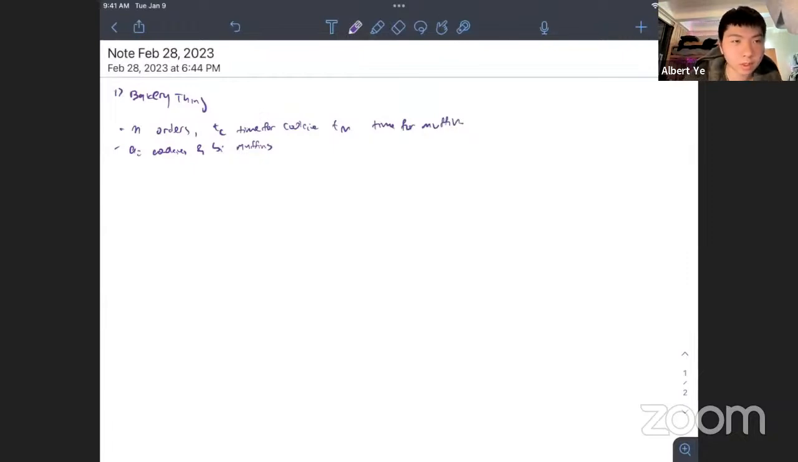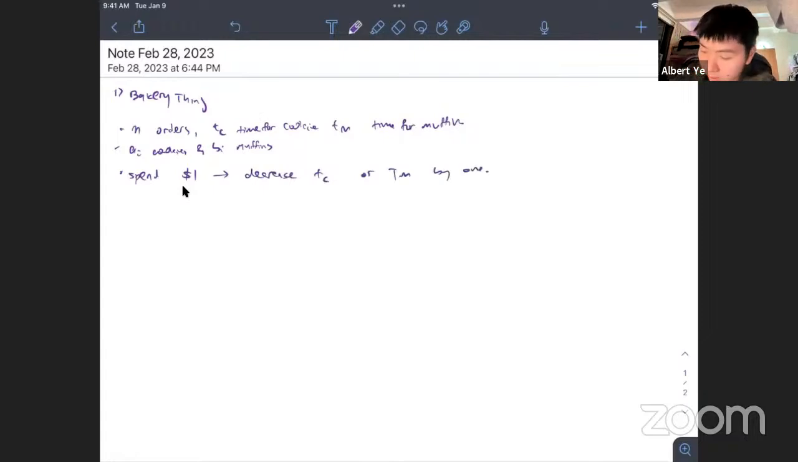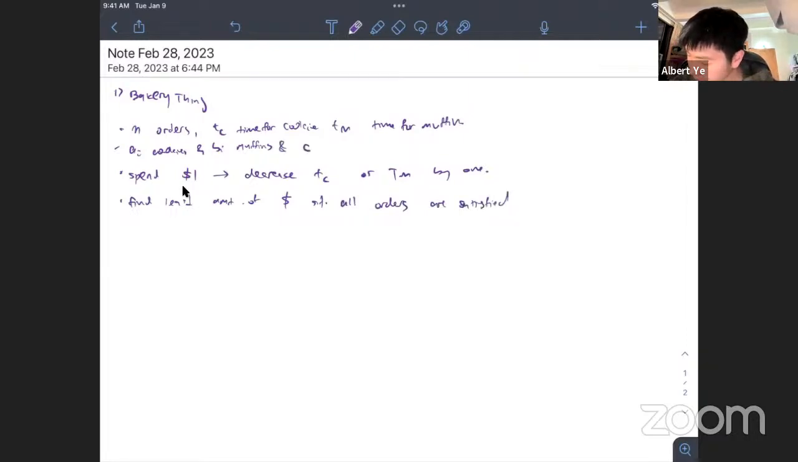So, all right, how are we going to end up doing this? Wait, hold on. Okay, here we go. If we spend 1 money, then we would either decrease T_C or T_M by 1. Right? And then we want to find the least amount of money such that all orders are satisfied, given that each order must be completed in time C_i.